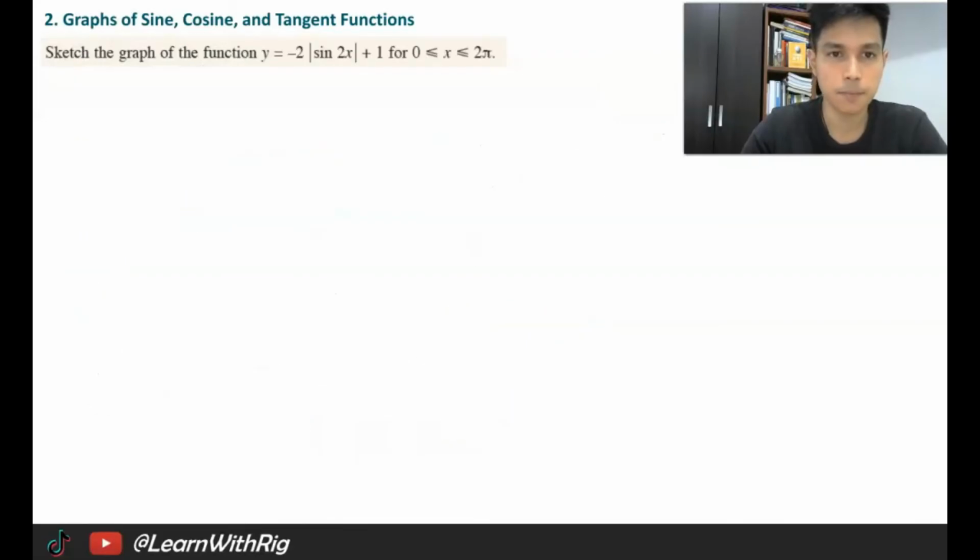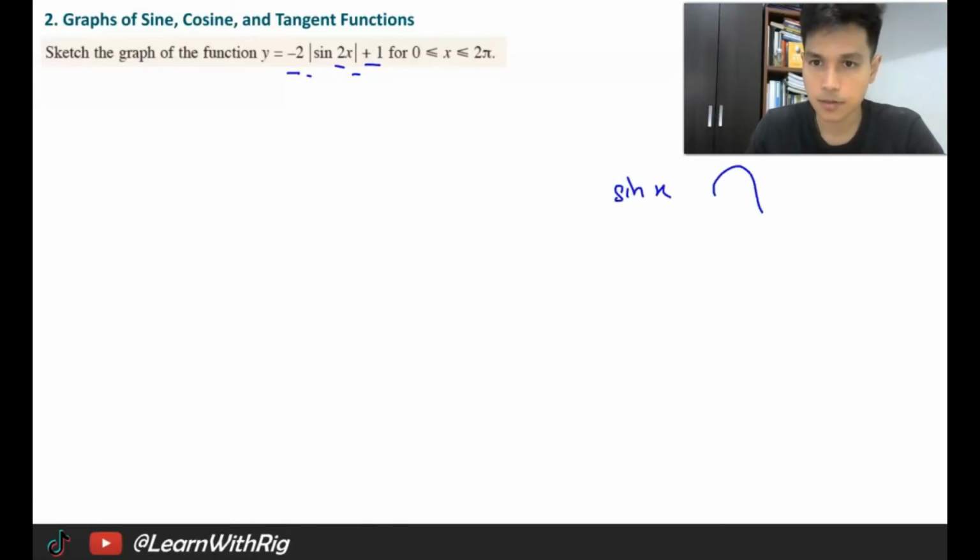Alright, next, sketch the graph of the function y equals negative. Okay, so this one, see here, you got the amplitude, you got modulus, and you got 2 cycles, and then you must plus 1. So let us do this step by step. Sine x would be like this, correct? So if sine 2x is going to be 2 cycles.